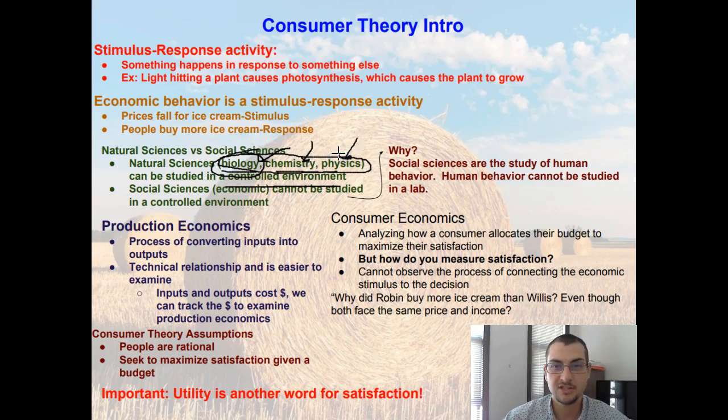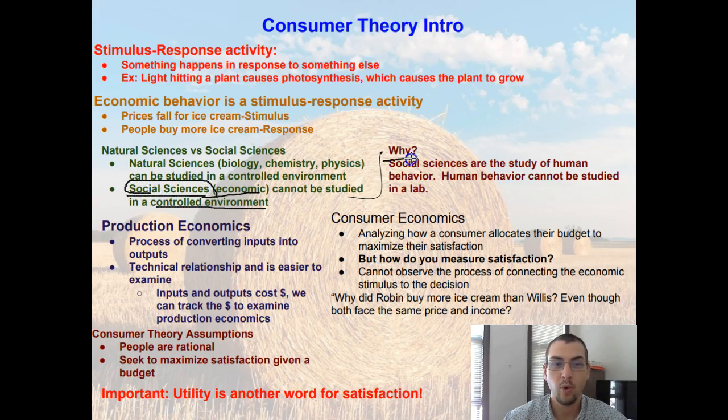Because you're looking at this stimulus response activity in a controlled environment, you can set up laws and parameters that hold true every single time because there is nothing else to affect it. But let's compare that back to a social science. A social science is something like economics. Now, economics cannot be studied in a controlled environment. It's very difficult to study these social sciences in a controlled environment.